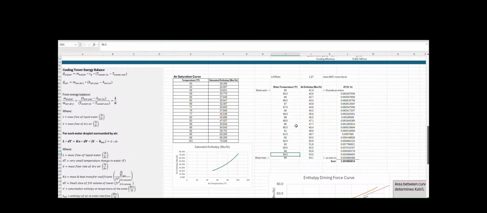But I find 0.5 gets you close enough for our purposes. So the water goes through the cooling tower from 95 degrees, and then it decreases its temperature until it exits at 85 degrees. And then for every water temperature, it's going to be interfacing with an air at some enthalpy.